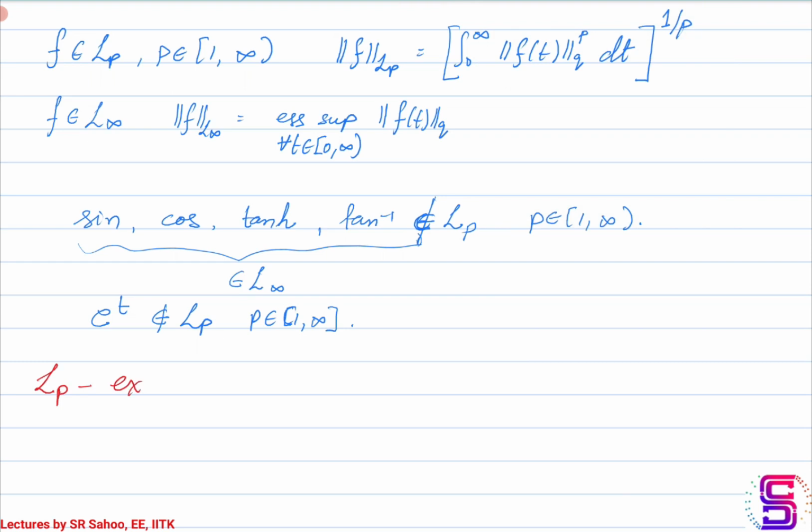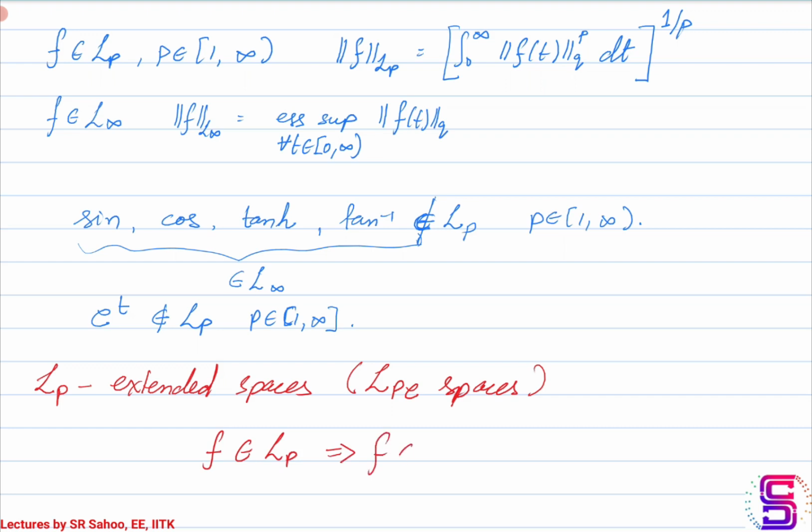This is where we come to something known as the LP extended spaces, which are also represented as LPE spaces. Signals which are in LPE space need not belong to the LP space. A signal belonging to LP will definitely belong to its extended space, but the reverse implication does not hold. So what is this LP extended space?